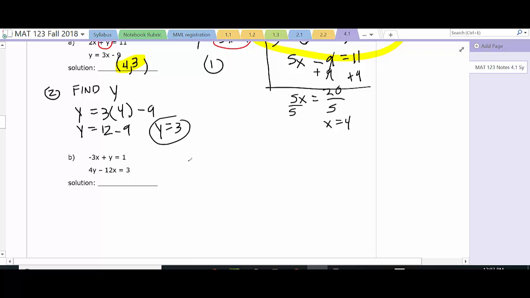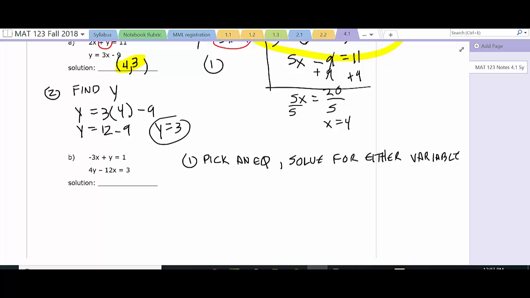Okay, so with this one, the first thing you're going to do is you're going to pick an equation. It's up to you. You pick either equation and you solve for either variable. Okay, this is a worthwhile thing to write down on your paper. And then what you want to do is you want to be smart in the way you do this, okay? The problems that you're going to do in this level of a class are not going to be that complicated. So let me ask you a question.